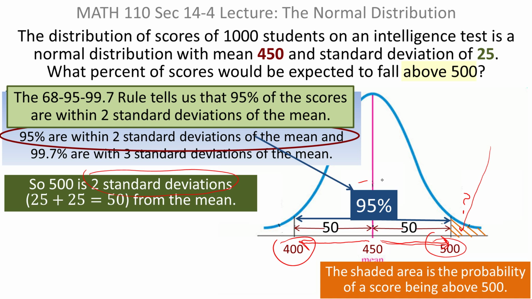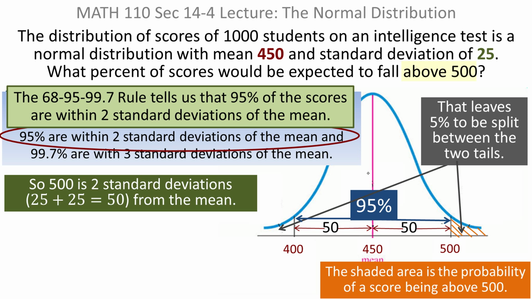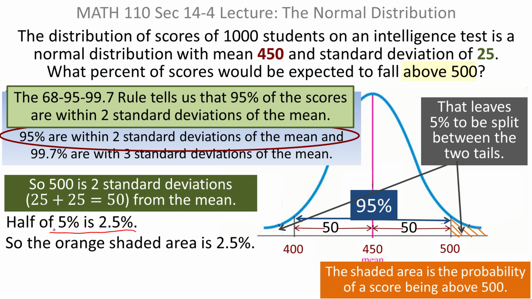Well, if 95% of the area is between 400 and 500, that leaves 5% unaccounted for. But that 5% has to be split between the left tail and the right tail. But we know this distribution is symmetric. We know normal distributions are always symmetric. That was one of the properties. So that means that half goes on the left and half goes on the right. Half of 5% is 2.5%. That means that 2.5% is going to go here, and 2.5% will go there.